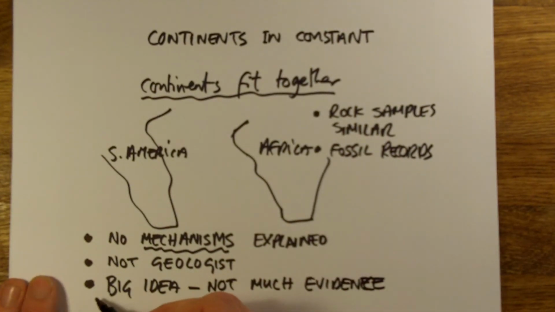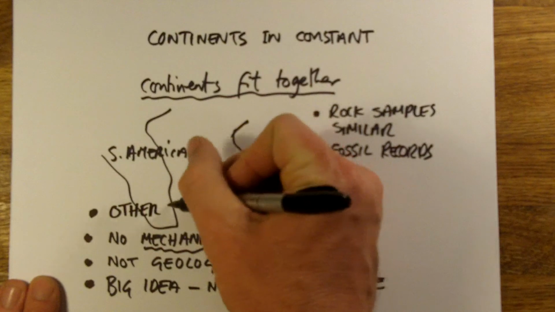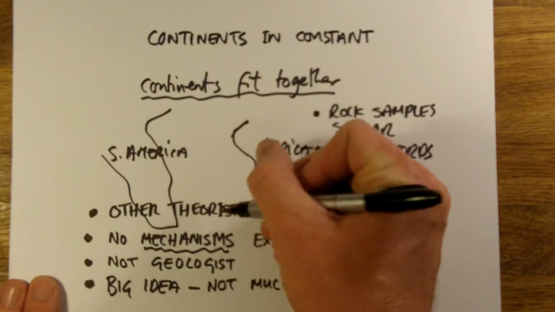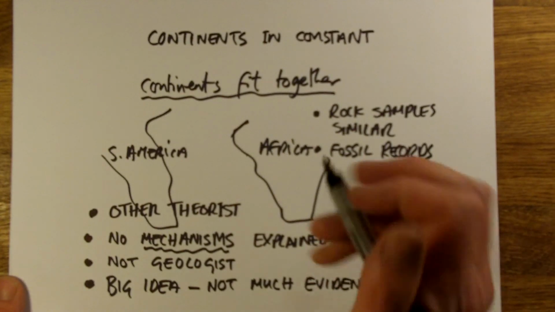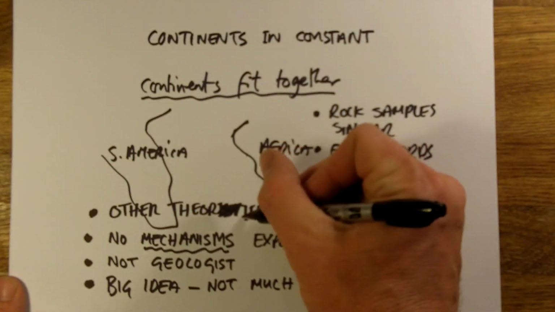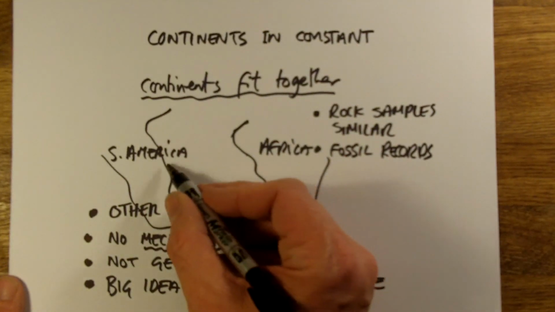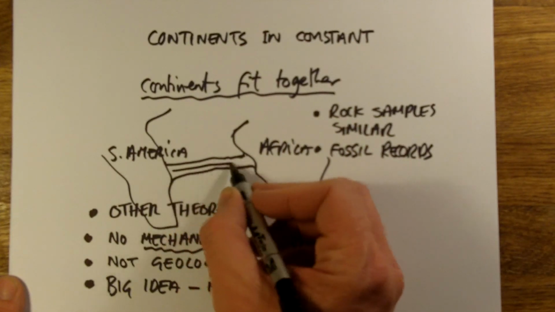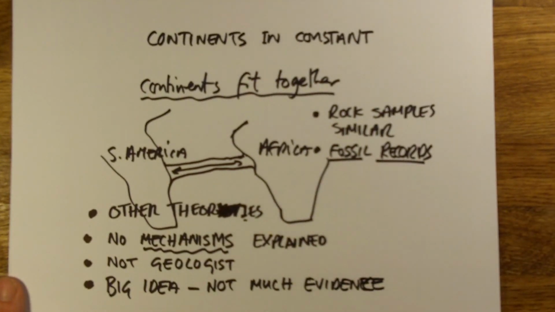The other reason was that there were other theories at the time. Obviously there was the widely held Christian belief that the earth was created as it was about 6,000 years ago, according to the interpretation of the Bible. Other theories. And also there were theories such as the idea of land bridges, that somehow there was land that connected these two places and animals could freely pass from one continent to another, hence explaining why the fossil records were similar.